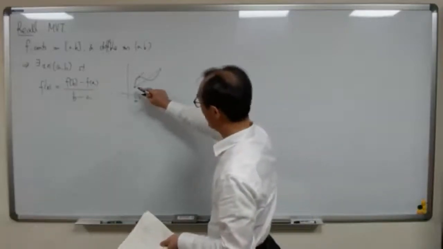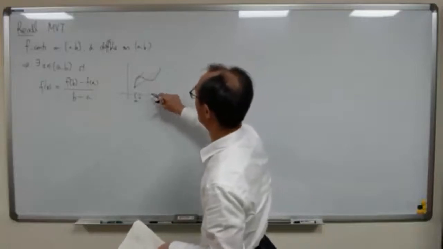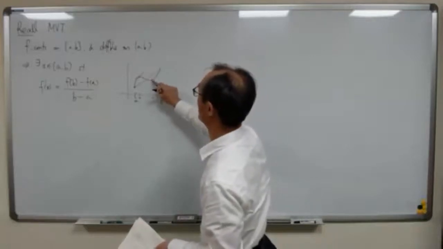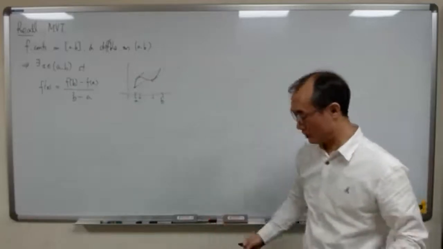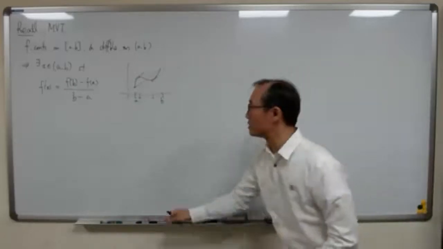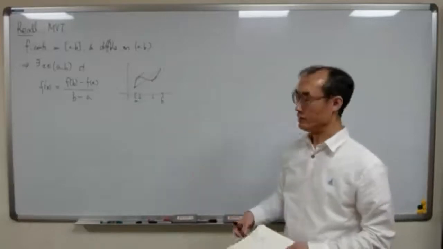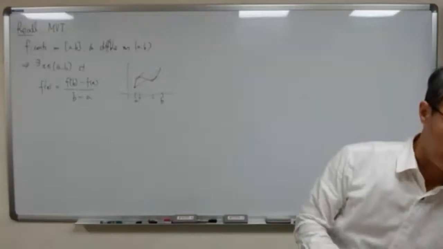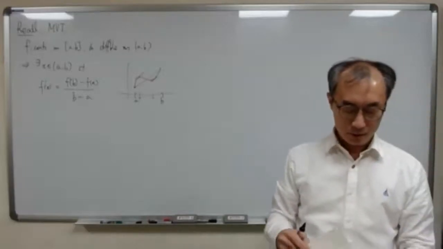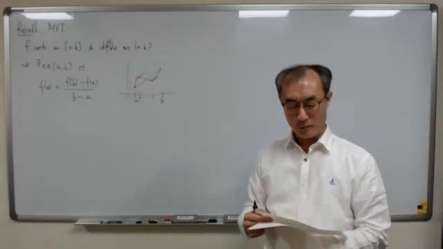And for this function, there are two candidates of such a point, where the slope of the tangent line is the same as the mean rate of change. Okay, that's the mean value theorem, and we're going to apply this theorem to find a few properties.